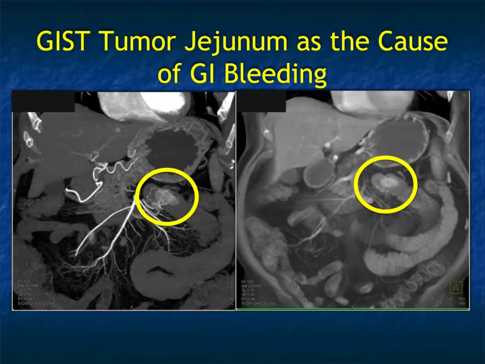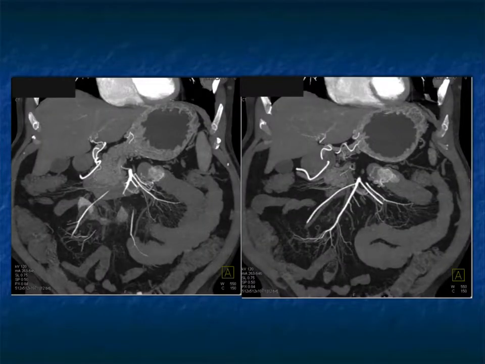Here's a patient with GI bleeding, proximal jejunum. There's a vascular lesion. You see some feeding vessels. A beautiful example of a GIST tumor. I would have considered carcinoid as well.